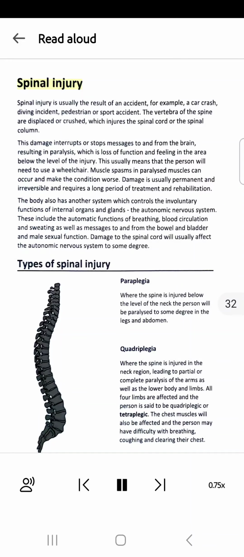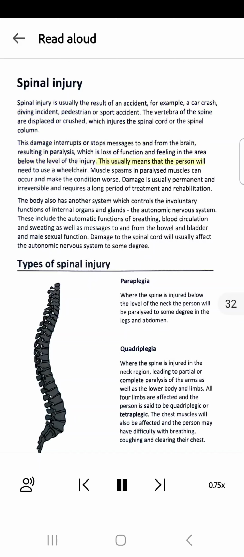Spinal injury. Spinal injury is usually the result of an accident, for example, a car crash, diving incident, pedestrian or sport accident. The vertebrae of the spine are displaced or crushed, which injures the spinal cord or the spinal column. This damage interrupts or stops messages to and from the brain, resulting in paralysis, which is loss of function and feeling in the area below the level of the injury.